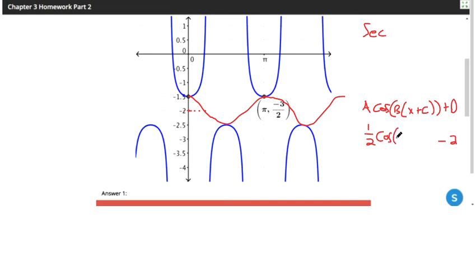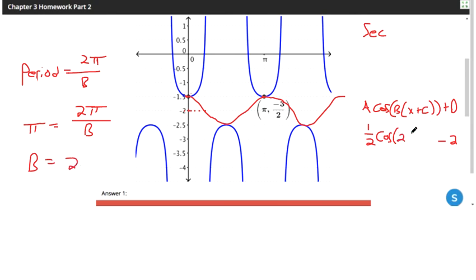And then b can be determined by using the period. Okay, the period of our red graph, it repeats itself every pi units. There's a distance of pi until we get back to the start on the y-axis. So the period is going to be pi. This is the equation for finding a period. We can plug in pi for the period, and then we can solve for b. If you multiply both sides by b and then divide both sides by pi, you get b is 2.